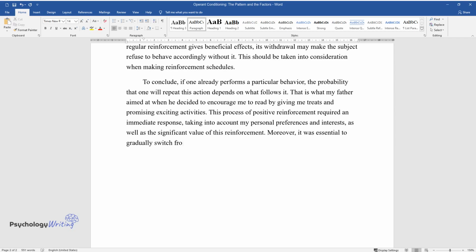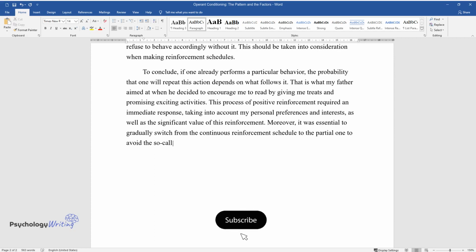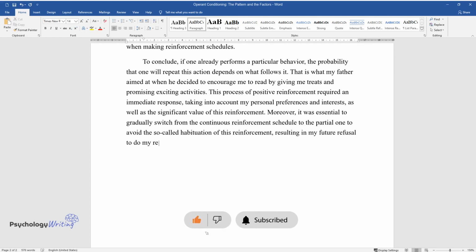Moreover, it was essential to gradually switch from the continuous reinforcement schedule to the partial one to avoid the so-called habituation of this reinforcement, resulting in my future refusal to do my reading homework without this positive encouragement.